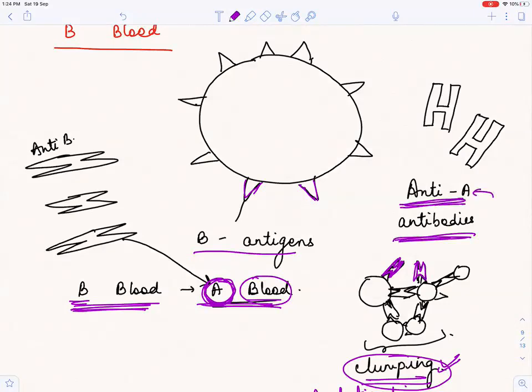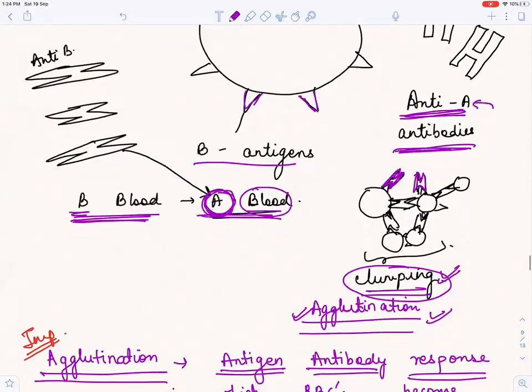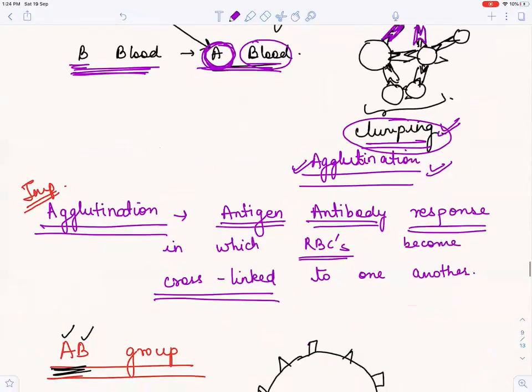So if A blood comes, they will attack those RBCs and cause clumping or agglutination. This agglutination word is what? Clumping. It is an antigen-antibody response in which RBCs become cross-linked to one another.